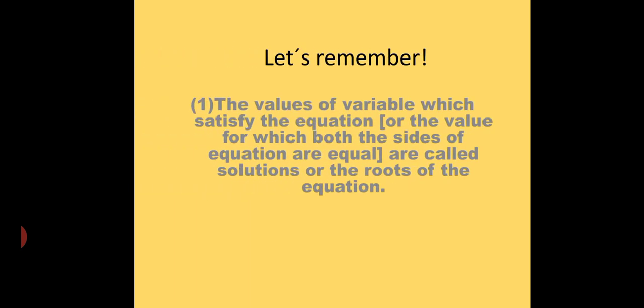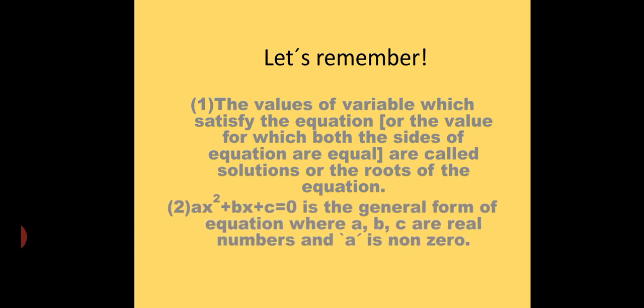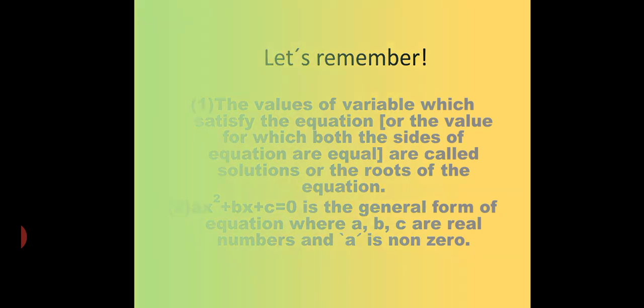Now let us remember the values of variable which satisfy the equation, or the values for which both the sides of equation are equal, are called solutions or the roots of the equation. Ax square plus bx plus c equal to 0 is the general form of equation where a, b, c are real numbers and a is non-zero. Listen and remember students that a is non-zero means that a is not equal to 0.